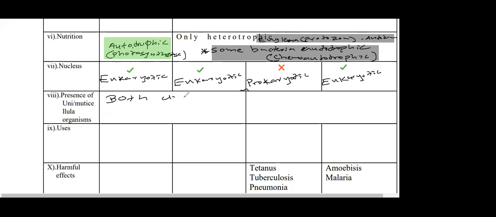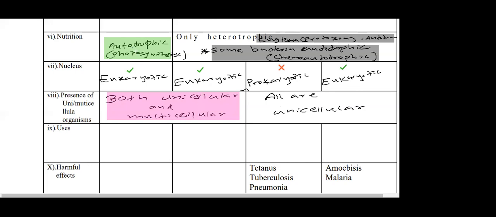Both unicellular and multicellular organisms are present in algae and fungi. Because of these common characteristics, I put algae and fungi close to each other, the first two columns. Then this one, all are unicellular. Understood? All are unicellular. That means algae and fungi, multicellular algae are there, unicellular algae present.